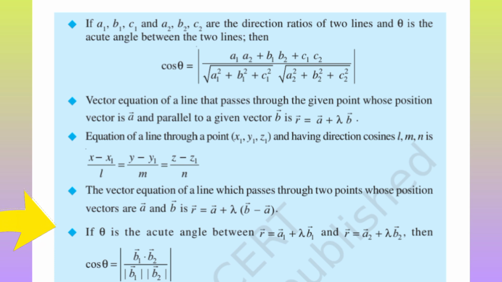If theta is the acute angle between r vector is equal to a1 vector plus lambda b1 vector and r vector is equal to a2 vector plus lambda b2 vector, then cos theta is equal to modulus of b1 vector dot b2 vector divided by modulus of b1 vector into modulus of b2 vector.